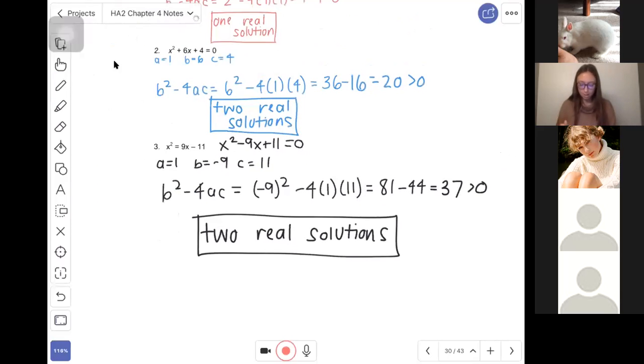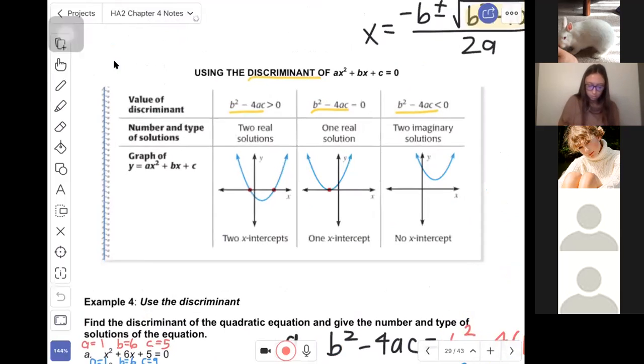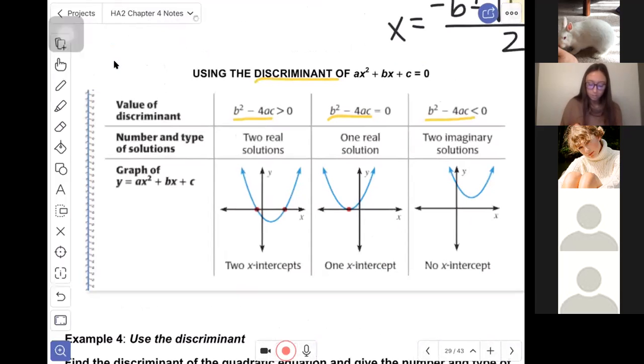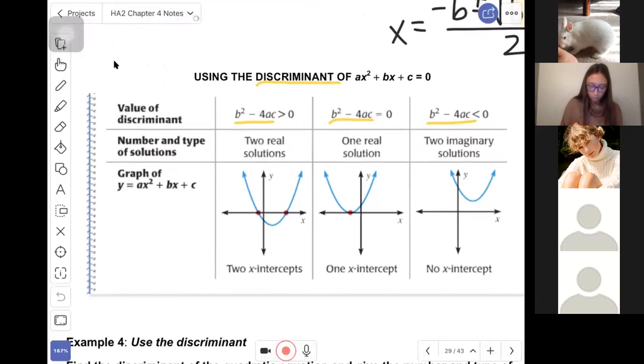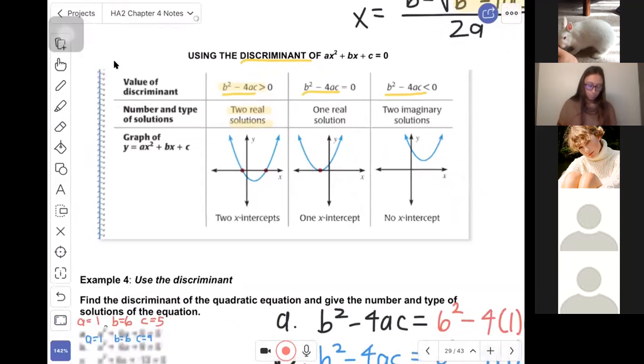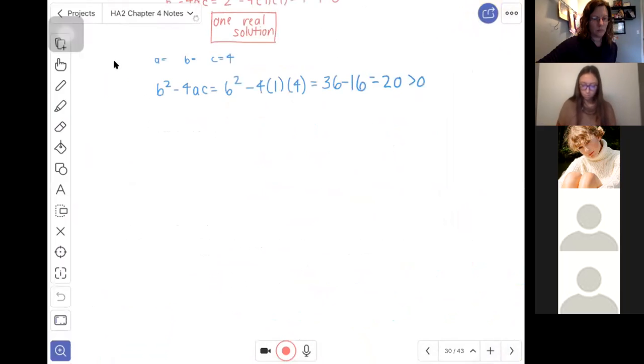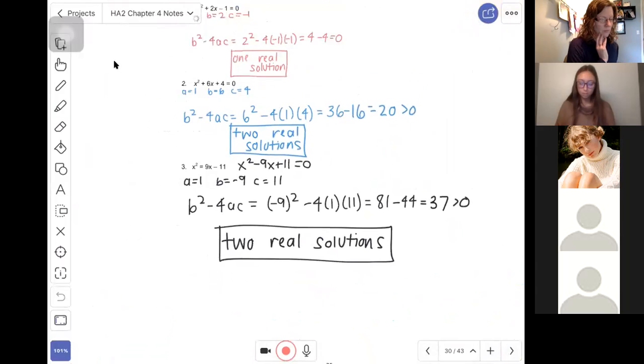So let's look at that again on the previous page. When your number is positive, you will get 2 real solutions. When it's equal to 0, you get 1 real solution, and when it's less than 0, that's when you get imaginary. Okay. Questions on the quadratic formula or the discriminant?